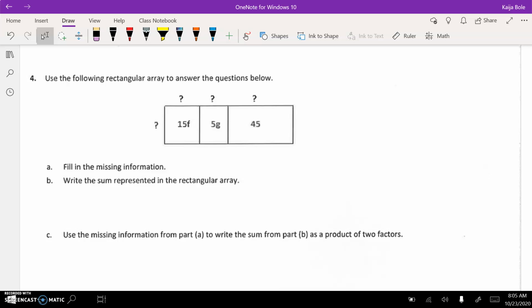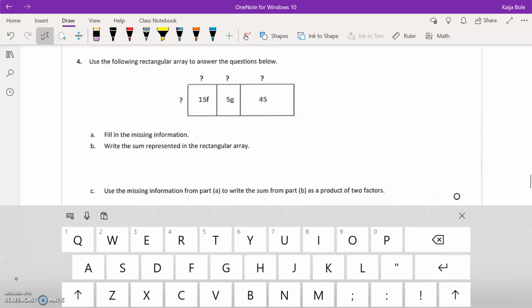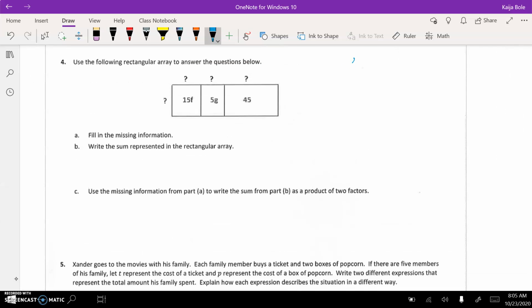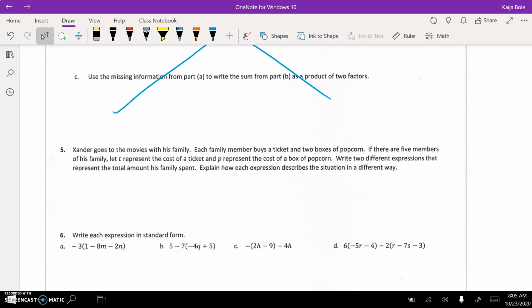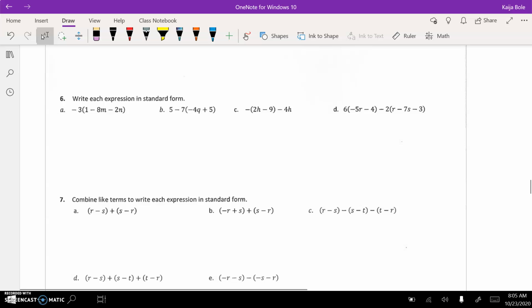On the second page, please skip number 4. These rectangular arrays are sometimes more confusing than helpful. And then we can also skip number 5. So I just wanted you to finish off with 6 and 7 here.